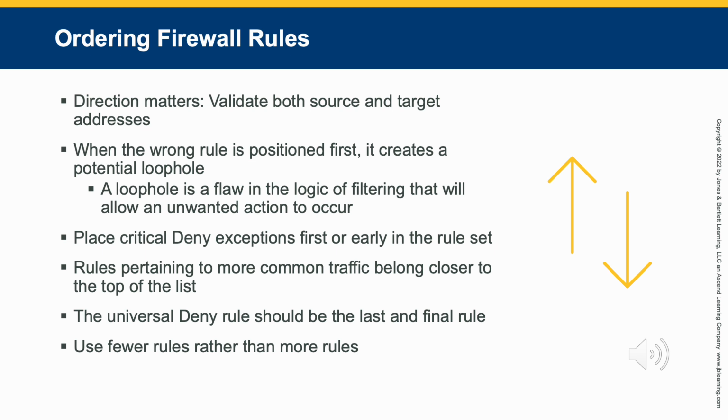When the wrong rule is positioned first, it creates a potential loophole. A loophole is a flaw in the logic of filtering that will allow an unwanted action to occur. Place critical deny exceptions first or early in the rule set. Rules pertaining to more common traffic belong closer to the top of the list, and the universal deny rule should be the last and final rule. Use fewer rules rather than more rules.